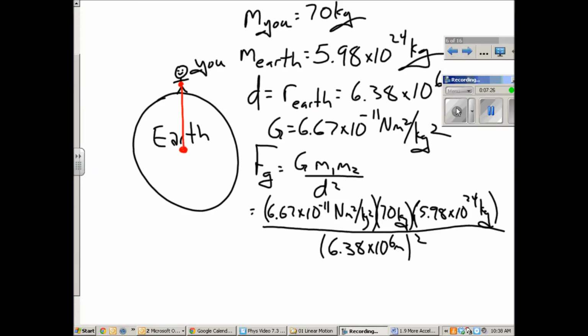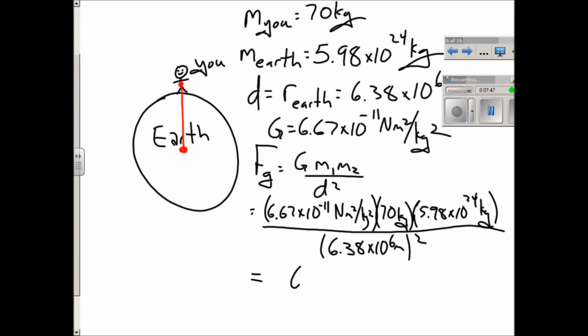After you plug in your numbers, here's what you get. 6.67 times 10 to the negative 11th is our G. The masses are 70 and 5.98 times 10 to the 24th. Your distance was given to you. Plug it all into your calculator, and you should get 686 newtons. So there's your force of gravitational attraction.